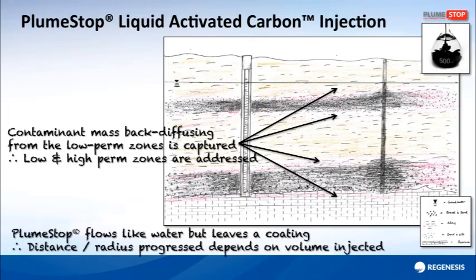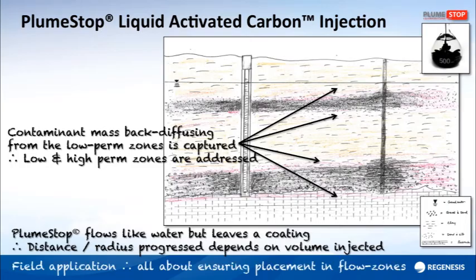How far will a bead of ink roll over a page? Well, it depends how absorptive that page is to the ink, and it depends how much ink you used. It will keep rolling across the page, leaving an inky trail until the ink has basically all been spent. And PlumeStop rolling through a high permeability zone will be very similar. Field application then for successful PlumeStop is therefore all about ensuring accurate placement of PlumeStop into the flow zones and filling those. The key words are flux interception.